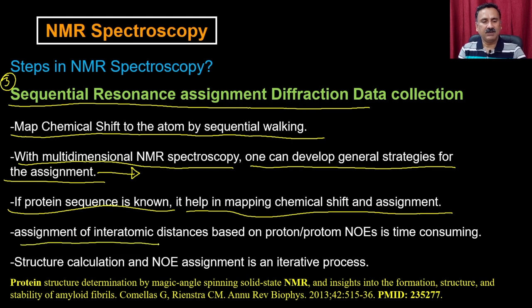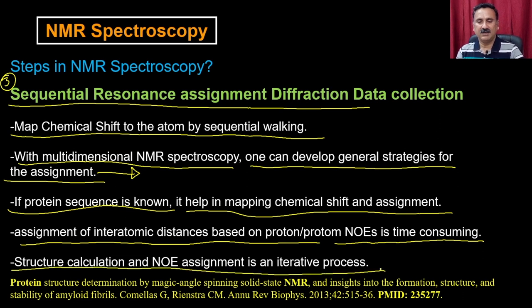The assignment of interatomic distances is based on the proton-proton NOE, and it is time consuming, right? So structure calculation and NOE assignment is an iterative process. Just as we were discussing with X-ray crystallography, NMR structure determination in solution is also like that. You first have to assign the peaks, like nitrogen, ammonia, and so on. If that is correct, it is going to make the structure more reliable, and that's how you are going to reduce the R factors.